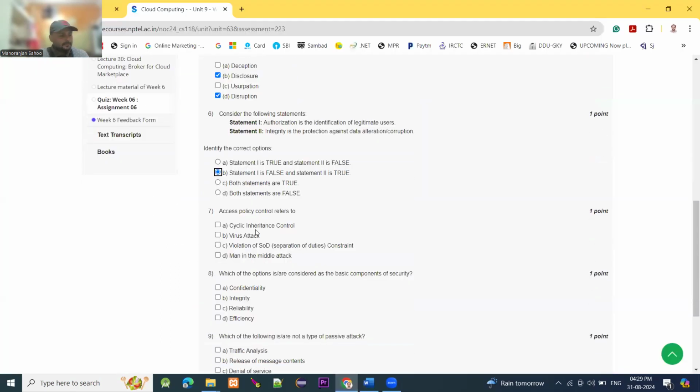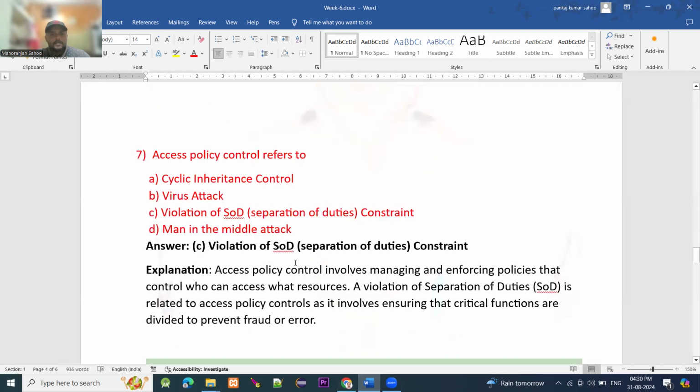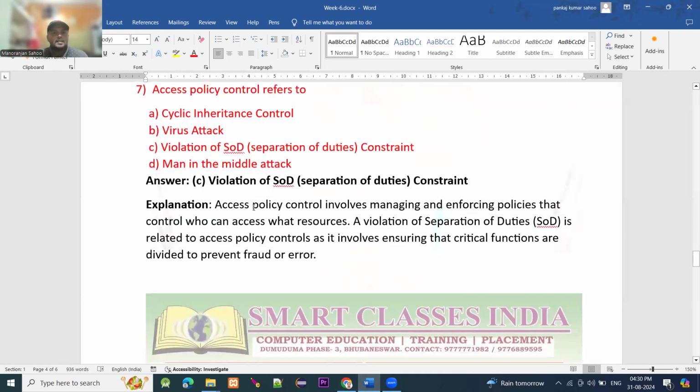Moving to question number 7. Access policy control refers to what? Violation of SOD, separation of duties, that is a constraint. That is option C. Access policy control involves managing and enforcing policies that control who can access what resources. Violation of separation of duties is related to access policy control, as it involves ensuring that critical functions are divided to prevent fraud or error. So option C.